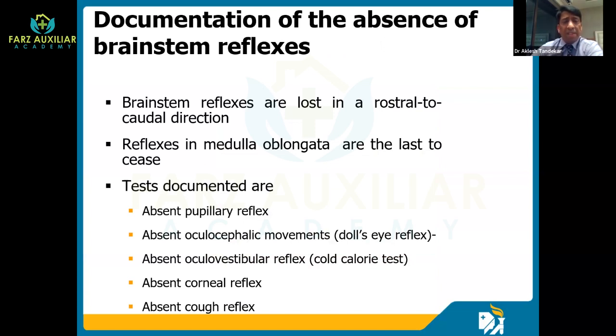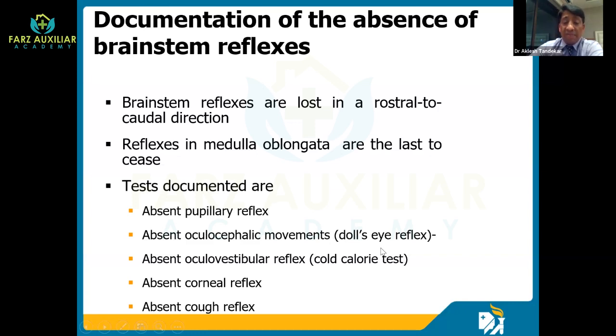So basically, as we know, brainstem reflexes are lost in an upside-down direction. Reflexes in the medulla oblongata are the last to cease, but the reflexes from the midbrain and pons will be lost first. So we need to do documentation with the help of pupillary reflex identification. Check if the patient has absent pupillary reflex; probably this patient is likely to be brain dead.